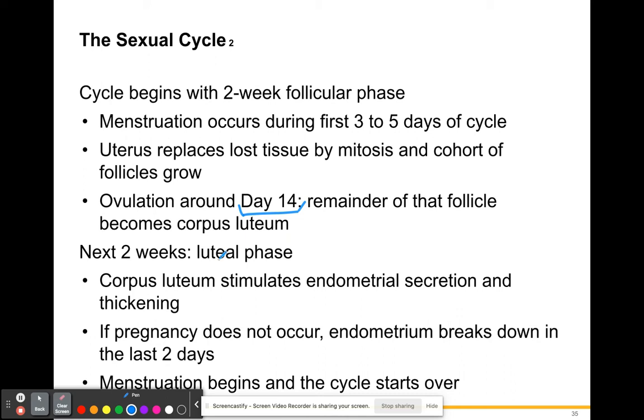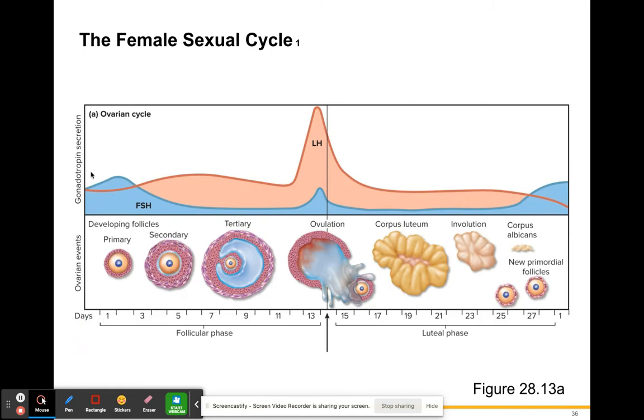In the next 2 weeks, which is what we call the luteal phase, this is when the egg gets released from that follicle and it awaits a sperm cell. And if pregnancy does not occur, that's when we have a breakdown of the endometrium and menstruation begins. That flow of blood begins. And when that is finished, over about a 4 to 5 day period, the cycle starts over from the beginning. I'm going to show you a graphic on that so that you understand a little better.